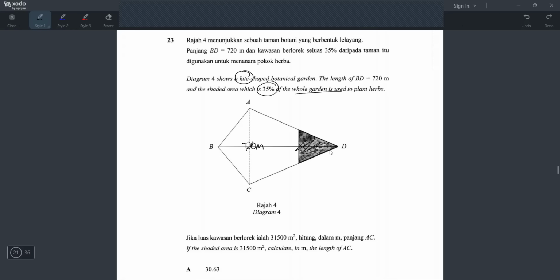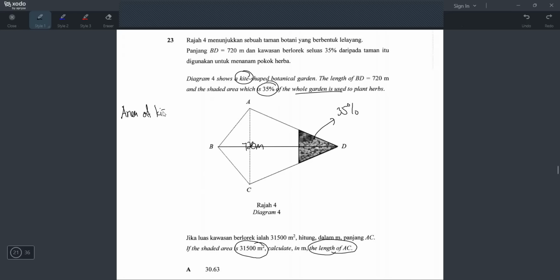So I think it's talking about this area. And this area is actually 35% of the whole garden, right? And then it says, if the shaded area is 31500 meter square, calculate the length of AC. Okay, let's think about this. How can I do this question? I think I need to find the area of the whole thing first. Okay, it means I have to find the area of kite.